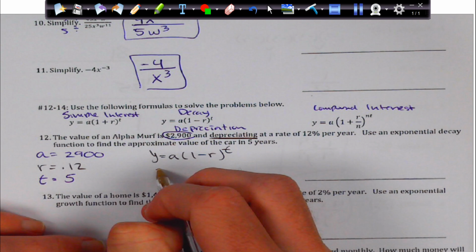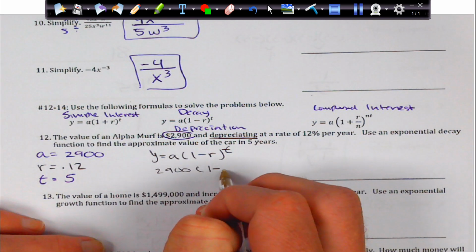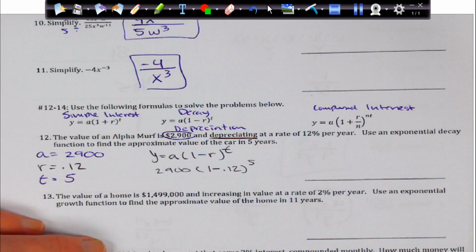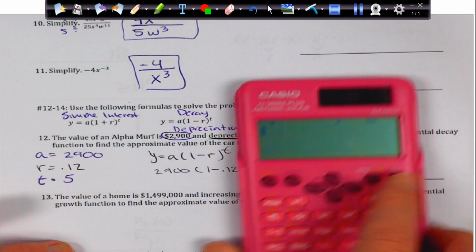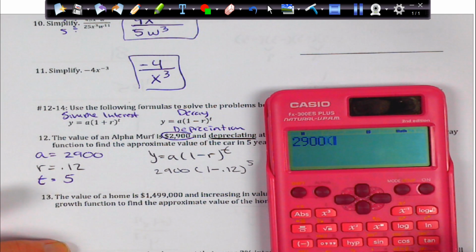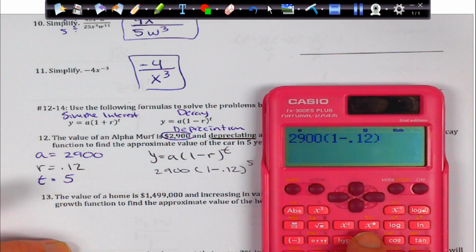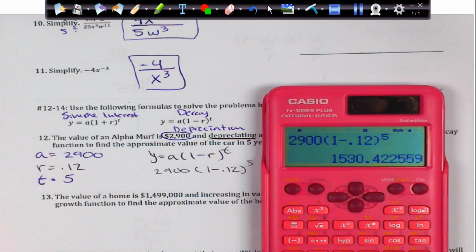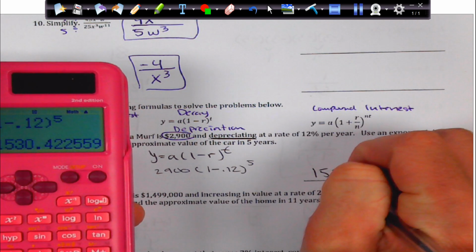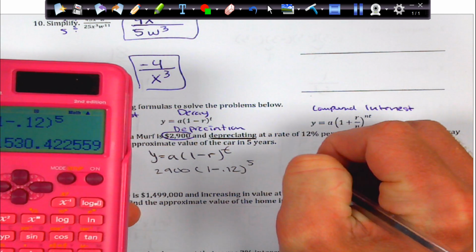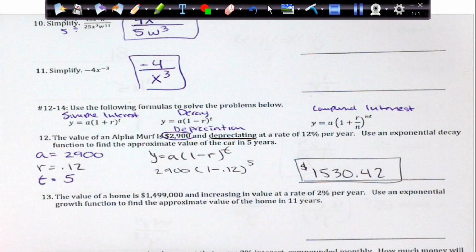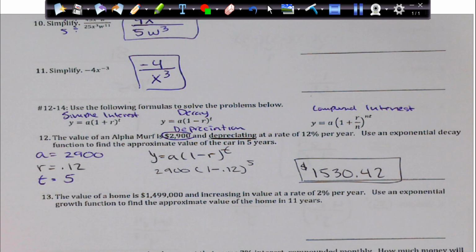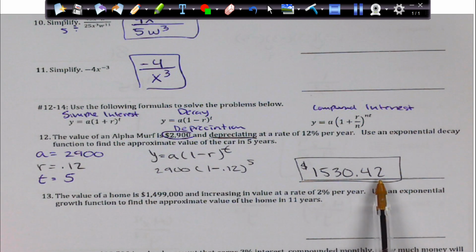All right, so we get 2,900 times (1 minus 0.12) raised to the 5th. You should be able to put that in your calculator in one fell swoop. So 2,900, parentheses, 1 minus 0.12, parentheses, and then hit that little x to the power button and do 5. And we should get a smaller number since we're depreciating, and we do. We have 1530.42. This is money we're talking about, so we want to make sure we go to the 2 decimal spot, or the hundredths spot.